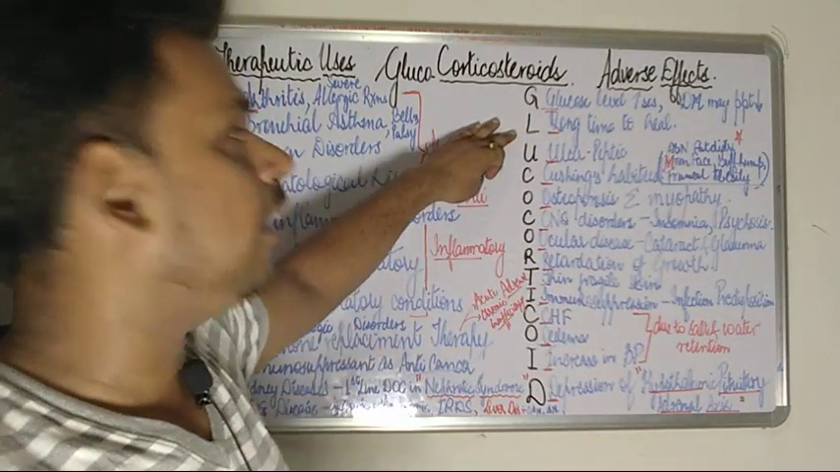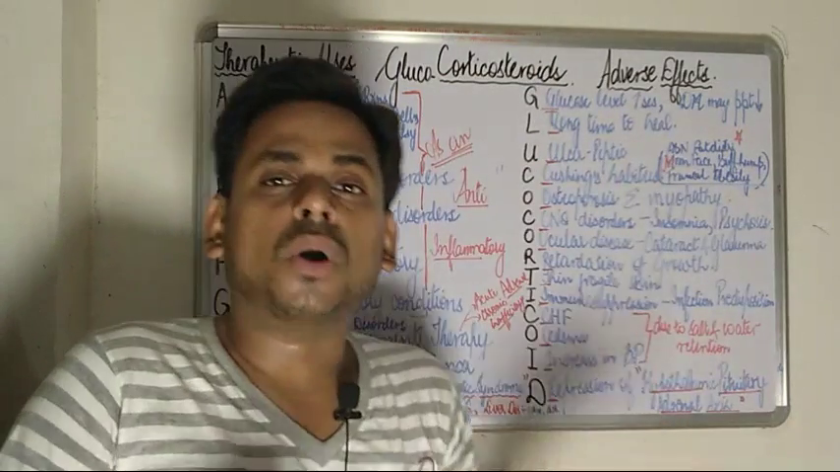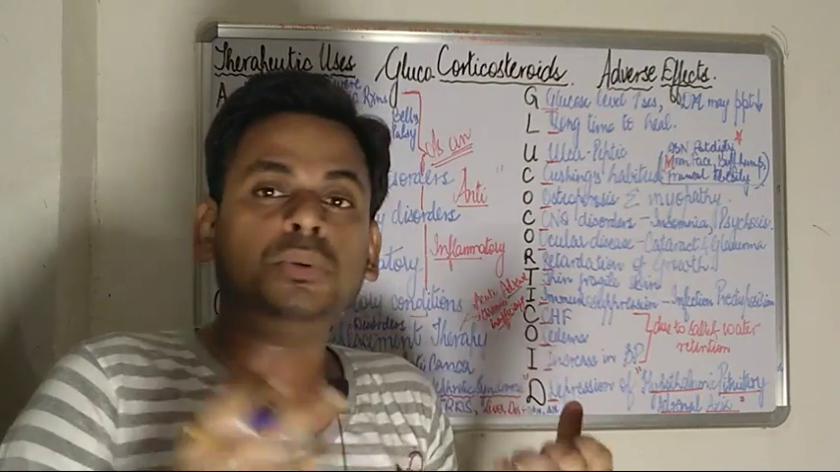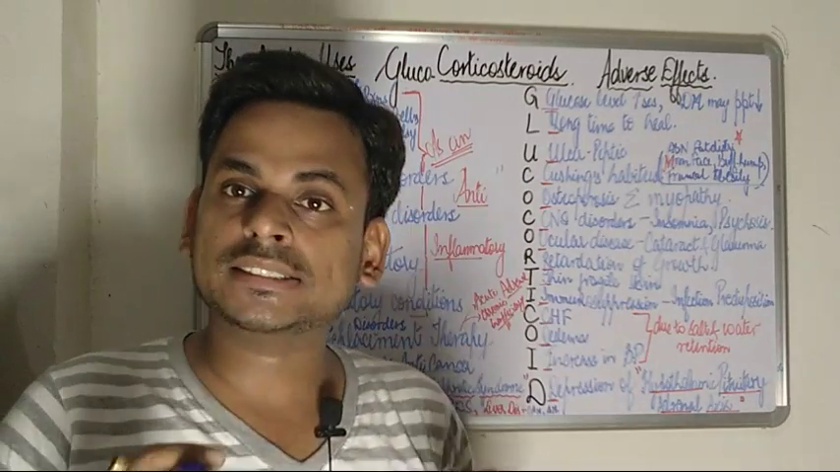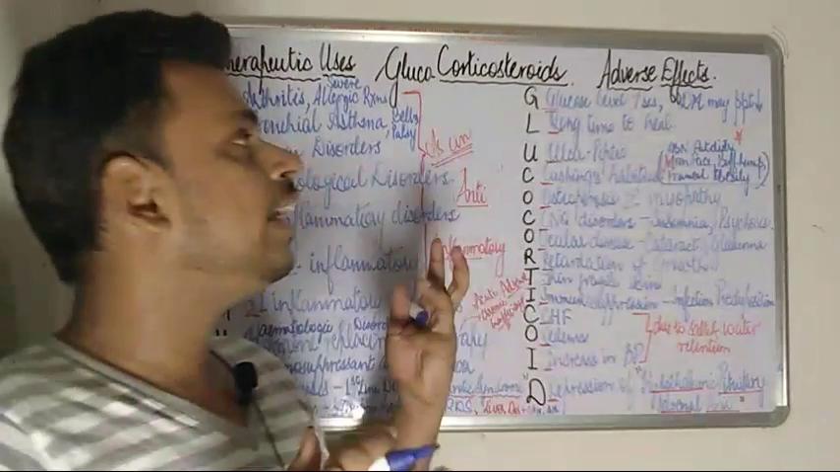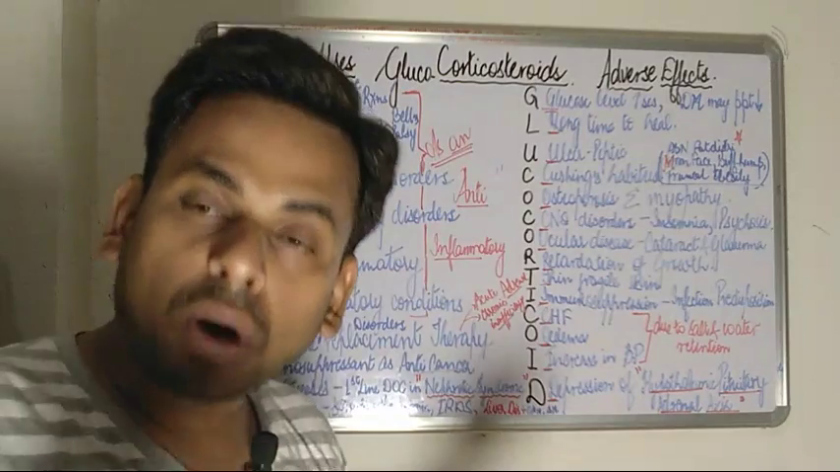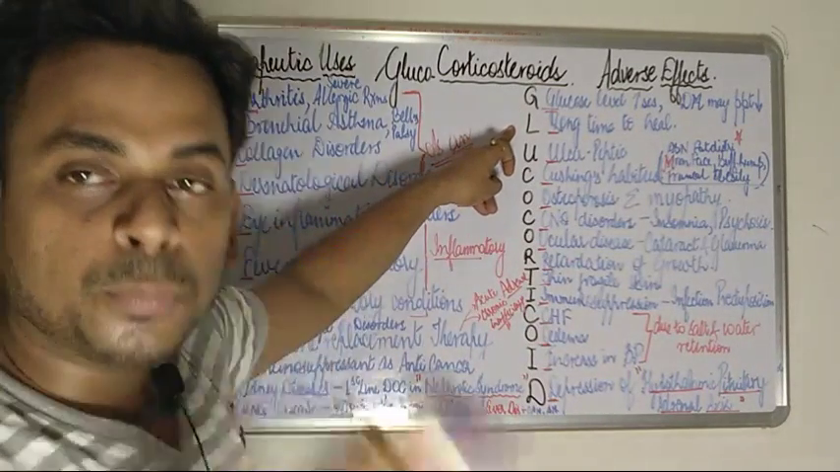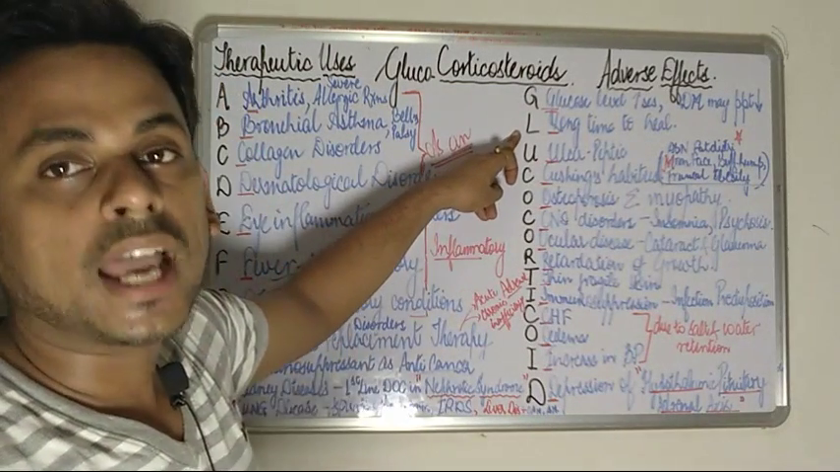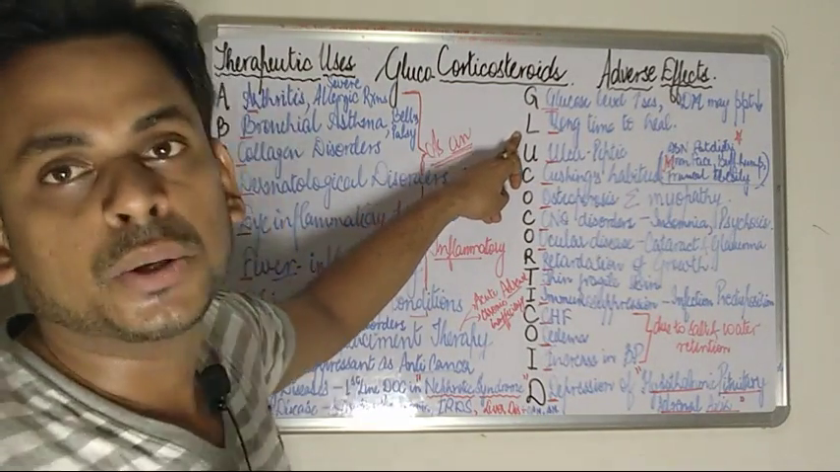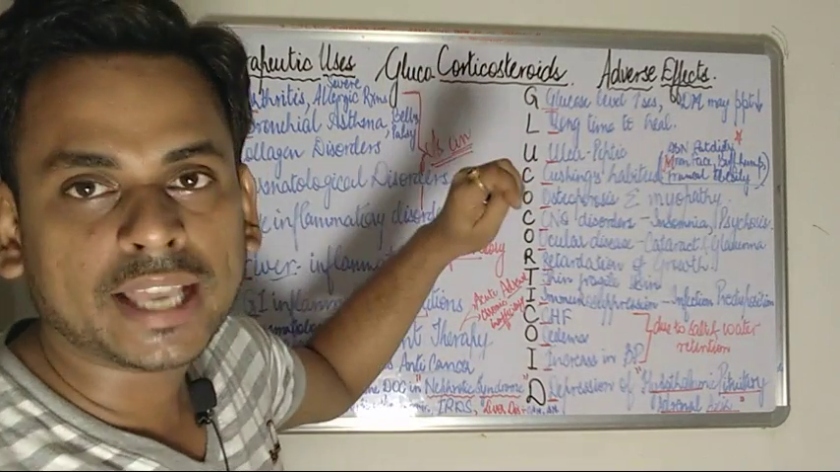Moving on to the L. The L here refers to long time to heal. In patients who are on corticosteroid therapy, if there is a certain kind of infection or a wound, it is not going to heal for a longer time. So the L refers to the infections or wounds taking a longer time to heal in patients who are on corticosteroid therapy.